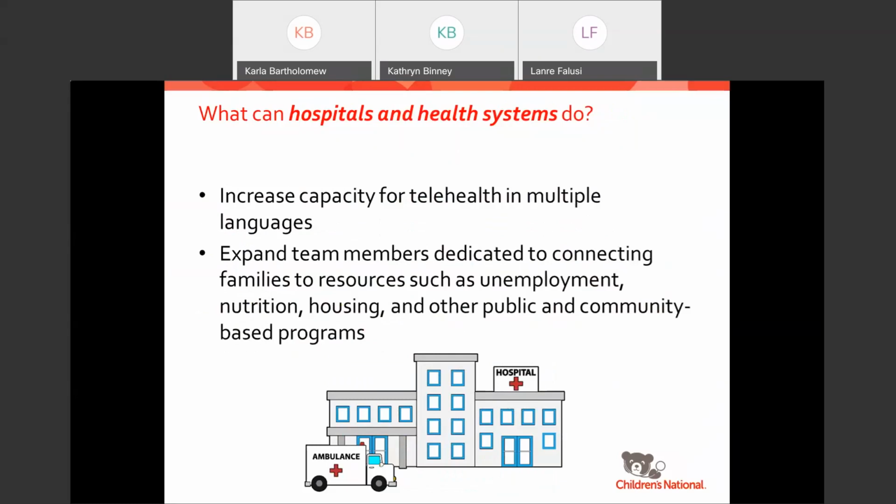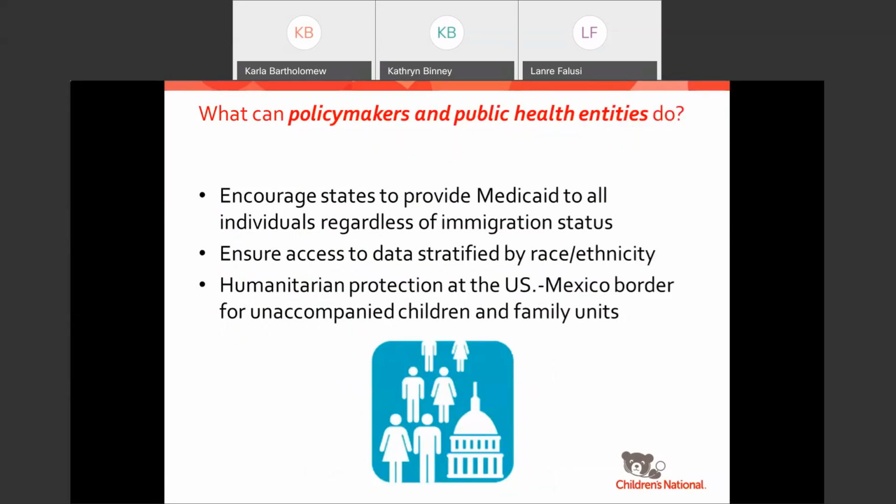And then on the broader sense, hospitals and health systems can increase the capacity for telehealth, allowing for multiple languages, making sure that there are multiple team members to help with these social determinants of health around employment and nutrition and housing and other programs. And then policymakers and health entities can encourage states to provide Medicaid to all individuals, at least as it relates to COVID-19 testing and treatment, regardless of their immigration status.